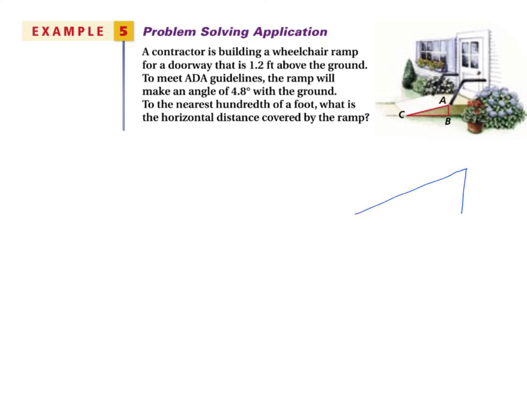Step 1, I'm going to redraw the picture. We know that it makes an angle with the ground of 4.8 degrees. The wheelchair ramp for a doorway is 1.2 feet above the ground, so this would be 1.2 feet. What is the horizontal distance? The horizontal distance would mean finding this side, length of CB. So what do I have? I have 4.8 degrees. I have the side opposite it and the adjacent side. So that means I'm going to use tangent.